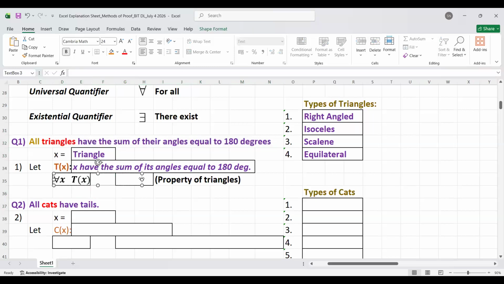Now, the question is, is this statement true or is it false? Is it true that triangles have their angles equal to 180? Is it true or is it false? False. False. Oh, are you sure?